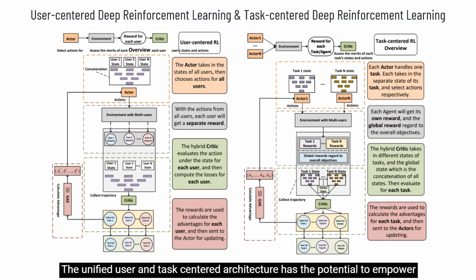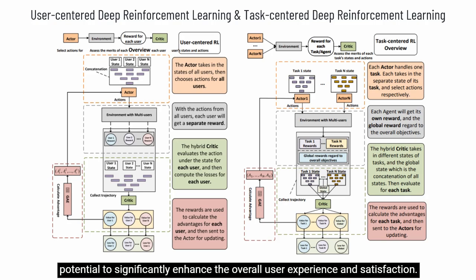The unified user and task-centered architecture has the potential to empower metaverse applications by prioritizing the user and task requirements. This architecture ensures that the AI-based mobile edge computing can deliver personalized experience that caters to individual users, while also taking into account the nature of the task at hand. As a result, the unified user and task-centered DRL architecture has the potential to significantly enhance the overall user experience and satisfaction.